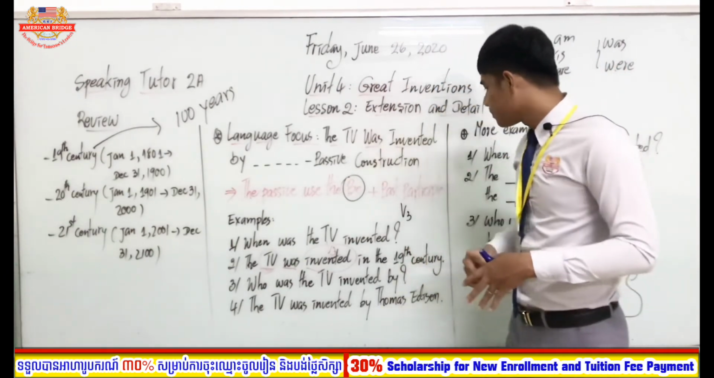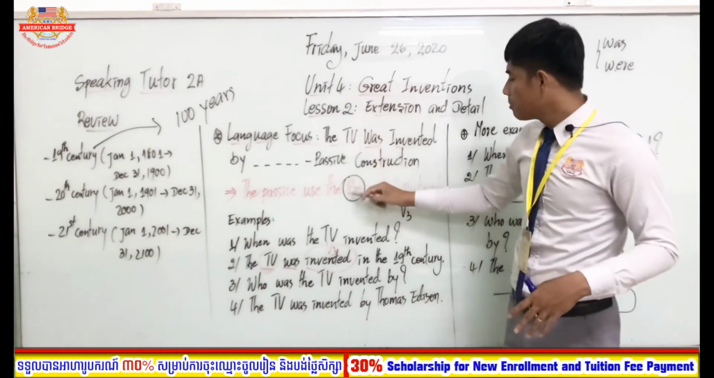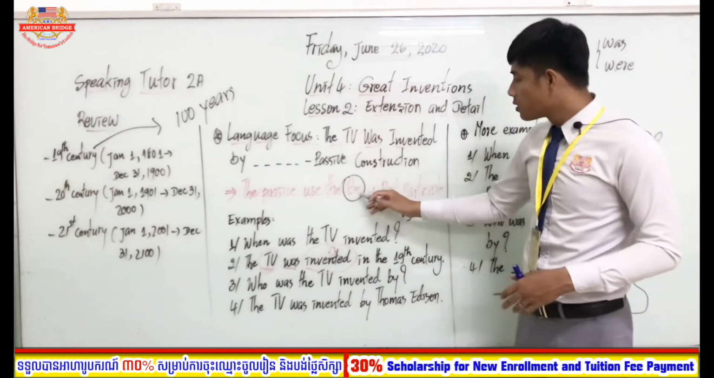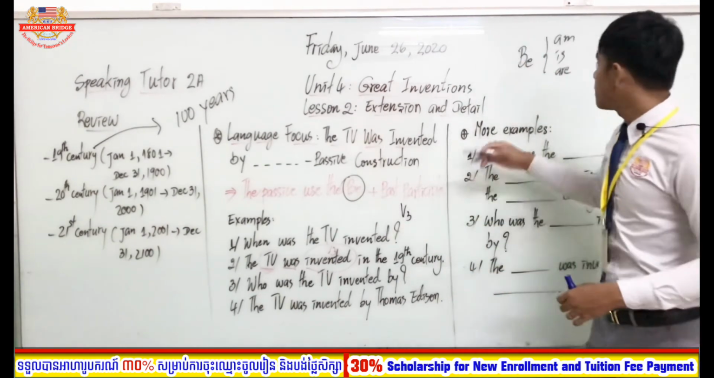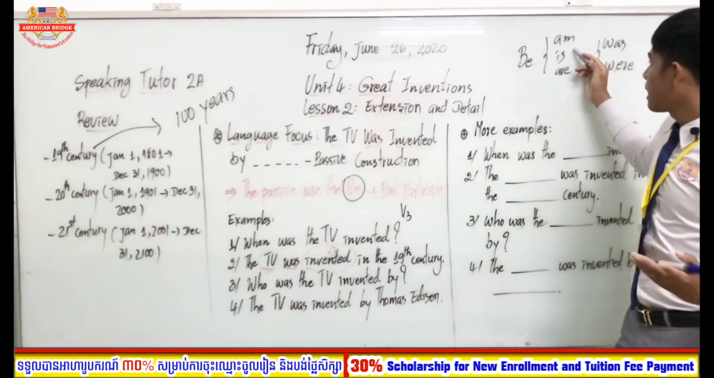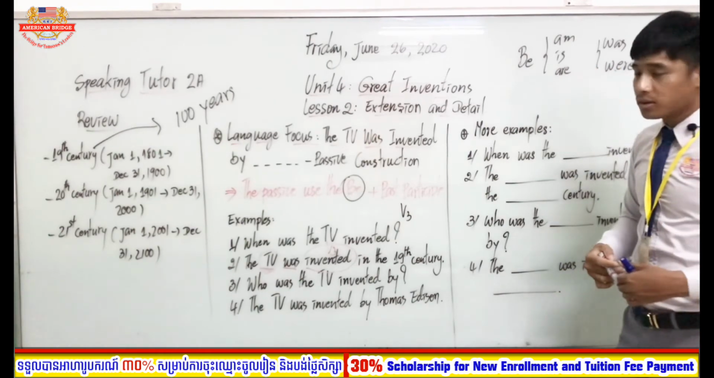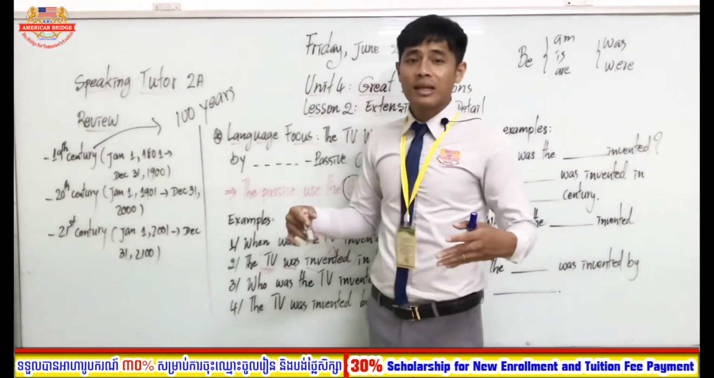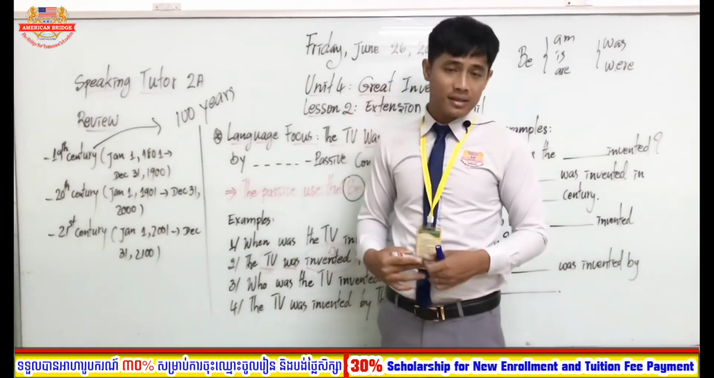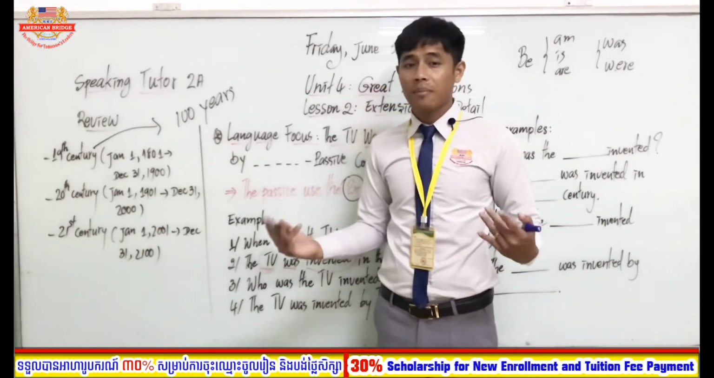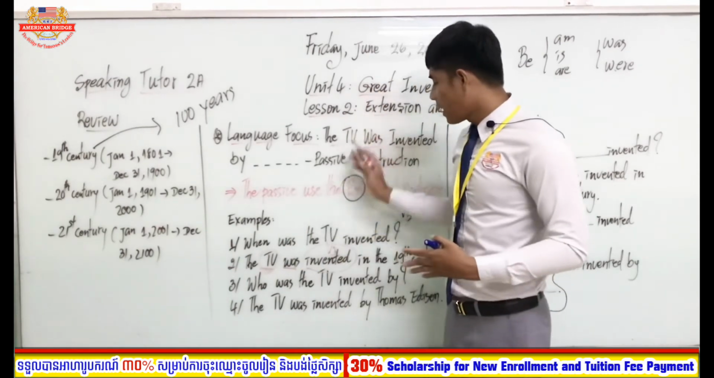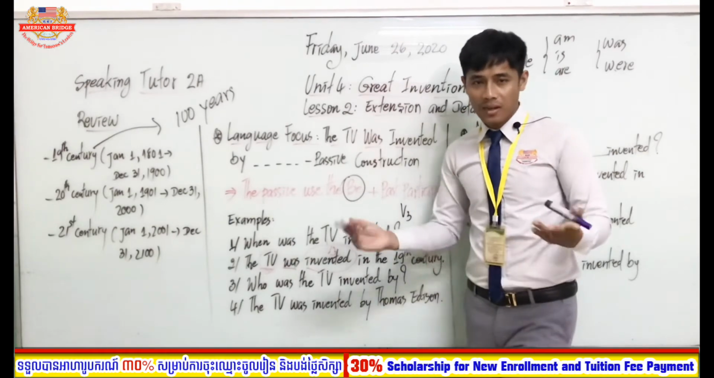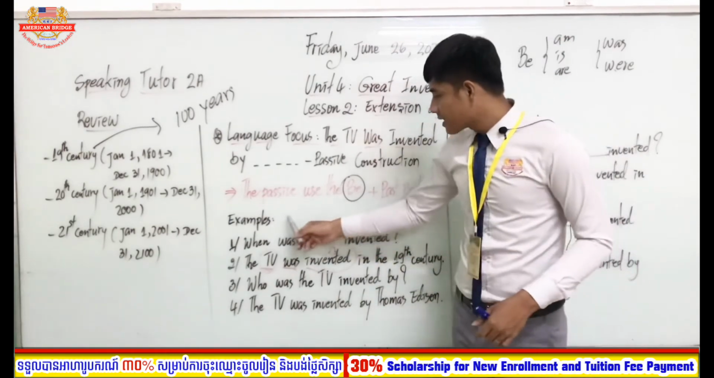Okay, good. The form of it is be plus past participle. Past participle means verb 3. If we talk about be, you will know am, is, are and was, were. In our lesson, we talk about inventions in the past, so every sentence that we use in this lesson is in the past. Got it? Let's see the example.